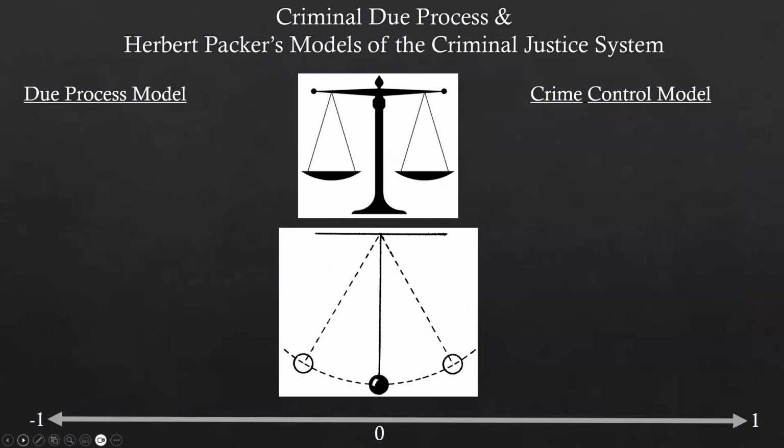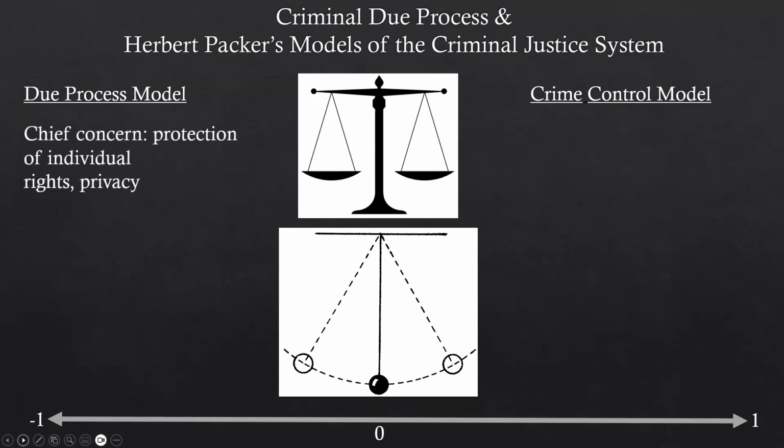If you remember, we studied about two models of the criminal justice system. Herbert Packer provided them, and they're ideal types. There's the due process model, and there's a crime control model. I'm going to go over them again, even though you should already understand them. But I want you to see how criminal procedure works to incorporate some aspects of both models.